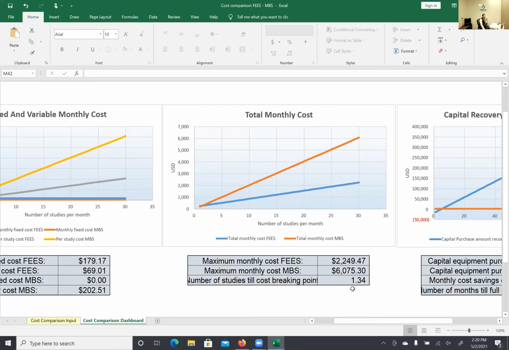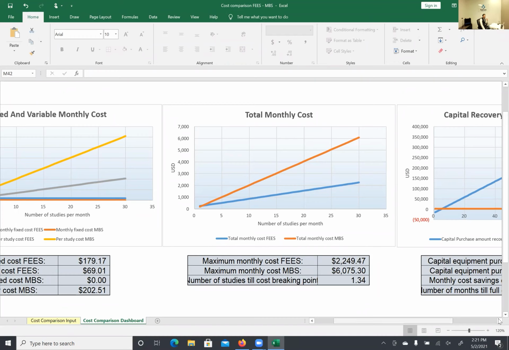So we're looking at 1.34 studies to reach the break-even point. Now you can't do 0.34 studies, so you always have to round that number up to the next full number, which is 2. So at 2 studies per month, where you do fees versus MBS, you are saving money. You're starting at 2. If you do more and more, you're saving so much more money, right? And this is why this delta gets bigger and bigger the more studies you do.